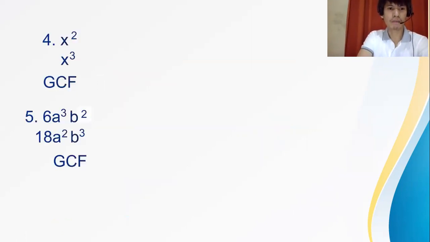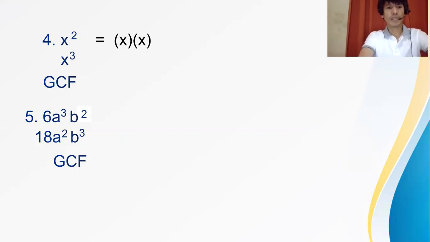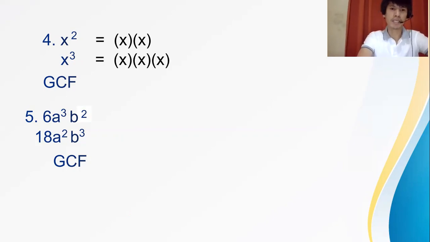Next, how about variables? Now look at this example. Number 4 is x to the second power, then x to the third power. Factors, ang gagawin nyo lang, i-expand niyo x and x because x times x is x squared. Then we have x times x times x is x to the third power. Therefore, meron tayong common factor. Ang common factor natin is x. Then pag nag-multiply tayo ng x and x, the answer is x to the second power. And therefore, that will be the greatest common factor.